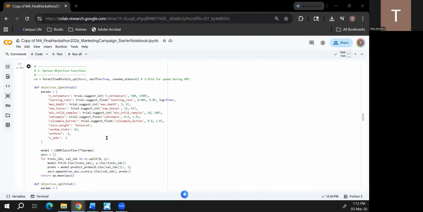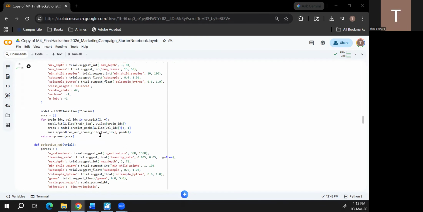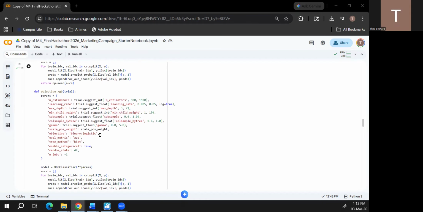Moving to part two, I built custom objective functions for Optuna to systematically tune my LightGBM and XGBoost models. Inside these functions, you can see I defined a specific search space for hyperparameters, such as suggesting integers for max depth and floats for the learning rate. Crucially, to evaluate how good a set of parameters is, the objective function uses an internal threefold stratified cross-validation loop. It trains the model on the suggested parameters and returns the mean ROC-AUC score. This ensures the tuning process is driven entirely by the competition metric, completely avoiding single-split holdout variance during the search.